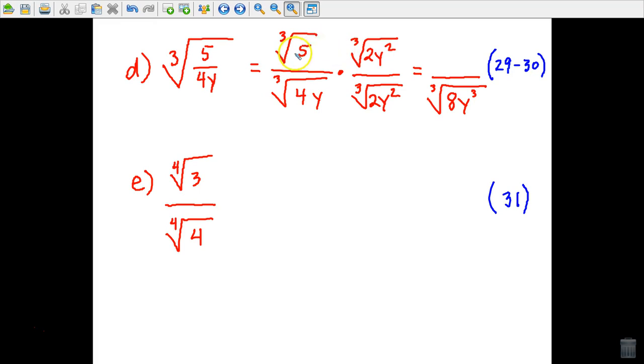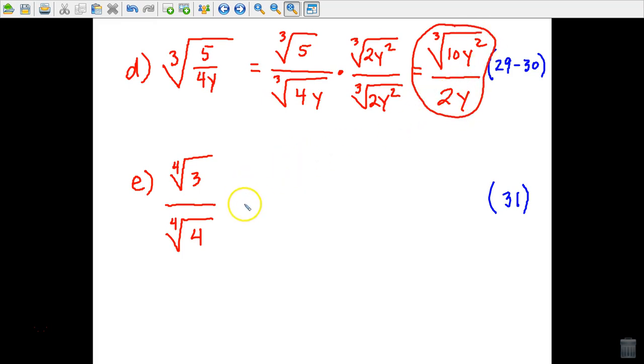Now I can multiply the numerators together, and that will be the cube root of 10y squared. Rationalizing means removing the radical from the denominator. That's easy to do now because the cube root of 8 is 2 and the cube root of y to the third is y. So let's write this as 2y. I can't simplify the radical in the numerator. Can't cancel anything. This ends up being my final answer.